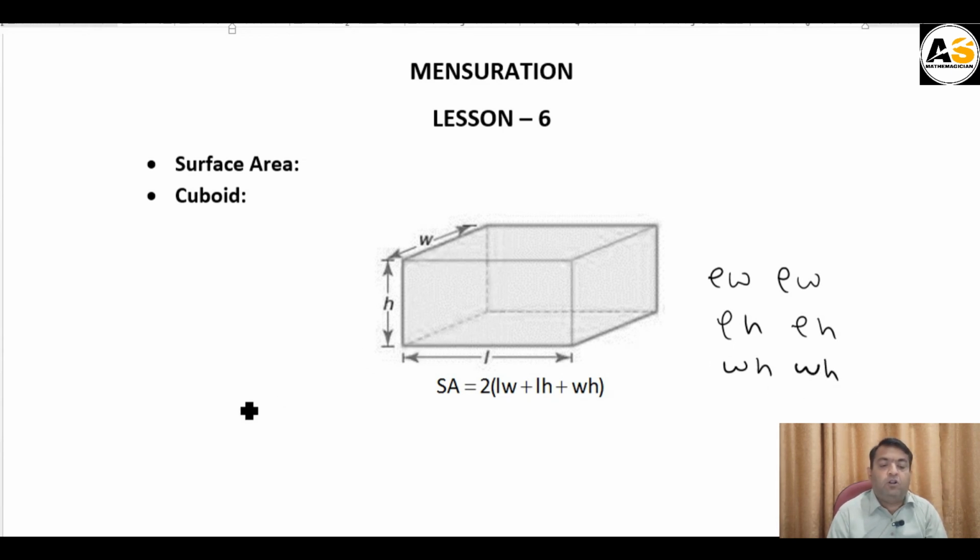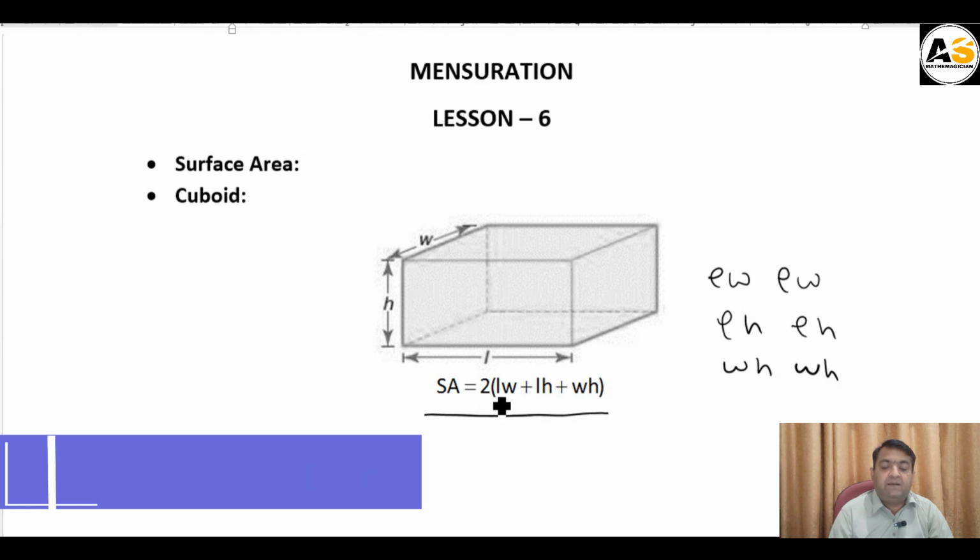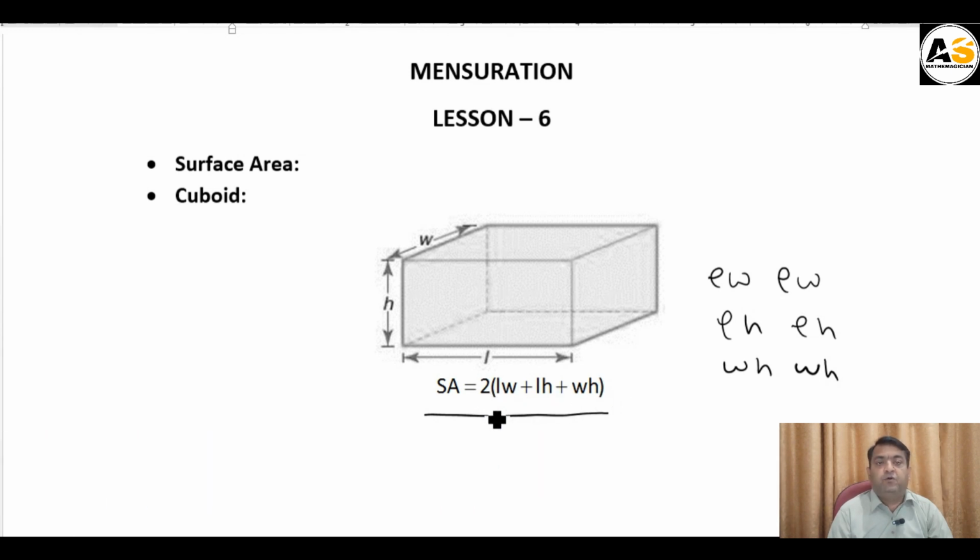If we add all these 6 areas, we will get the surface area of the rectangular solid, which is 2 times length into width plus 2 times length into height plus 2 times width into height, which reduces to this form. So in order to calculate the surface area of any cuboid, we multiply length with width, length with height, and width with height, add all these 3 products, and then multiply the sum by 2. This is how we find the surface area of a cuboid.